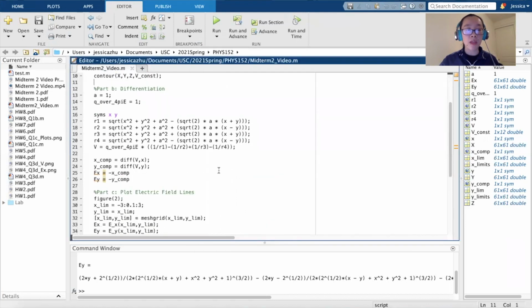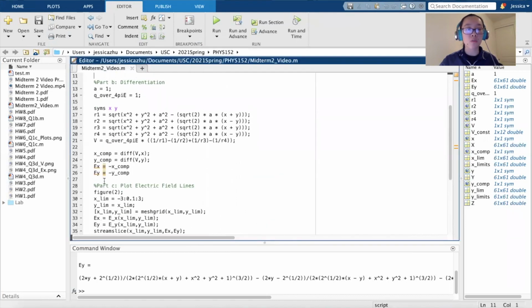In part B, I calculated the x and y components of the electric field. In order to do this, I first converted the V, which is the electric potential equation, from polar to Cartesian. And then to find the x component of the electric field, I took the negative partial derivative of V with respect to x. And to calculate the y component of the electric field, I took the negative partial derivative of V with respect to y.